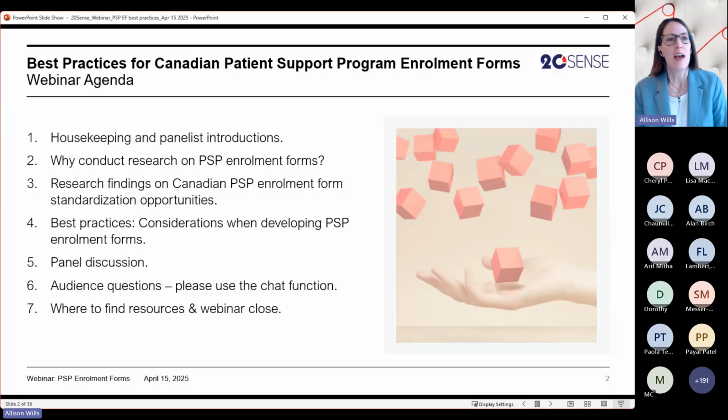So for today's agenda, we're going to be doing a little bit of housekeeping and the panelist introductions, followed by answering the question, why conduct research on patient support program enrollment forms? And then we're going to look at two documents. One is the research findings on Canadian Patient Support Program enrollment form standardization opportunities. And the second are best practices, which are considerations when developing patient support program enrollment forms. This will be followed by a panel discussion. We have 4 fantastic panelists with us today to talk about this. And then we want to hear from you, the audience.